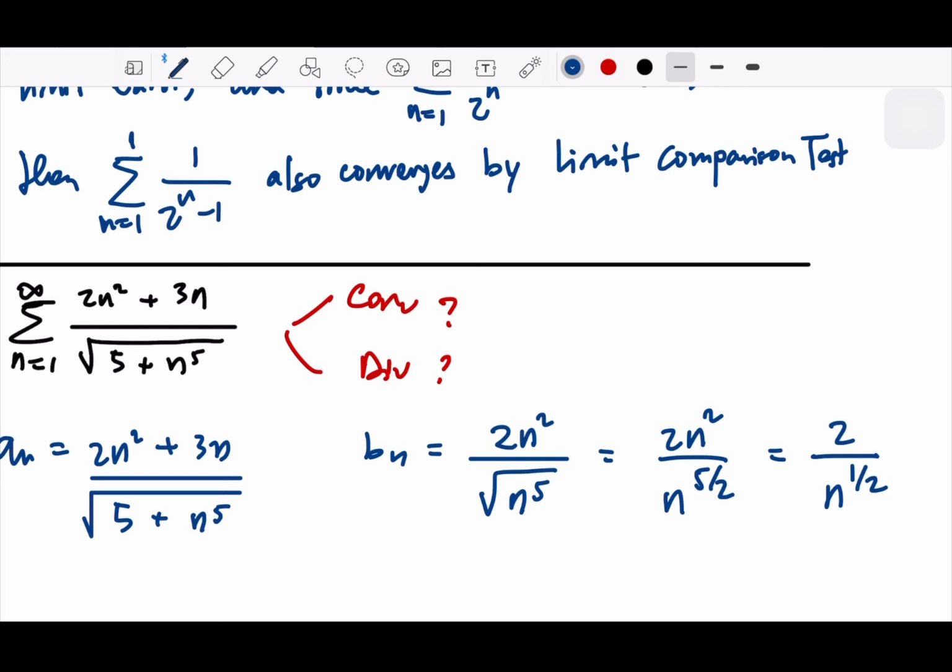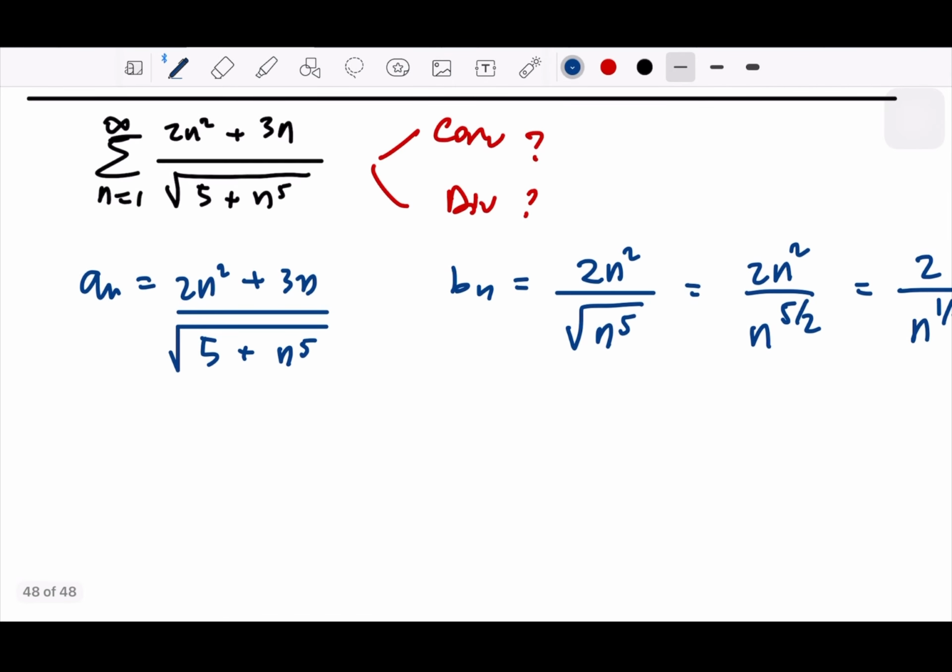But going here with An and Bn, we can just directly use the limit comparison test. So we can take the limit and then take the ratio between An and Bn. We take those ratios, so go by the limit.